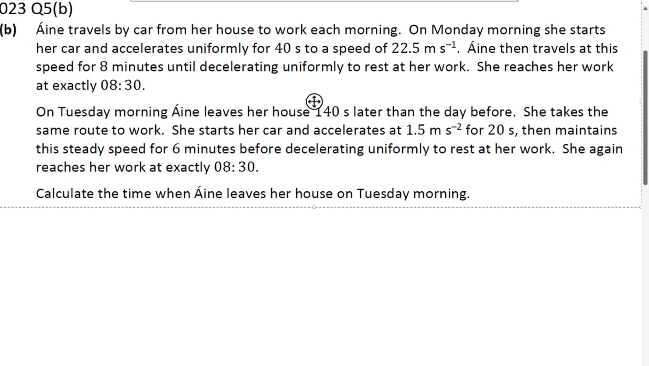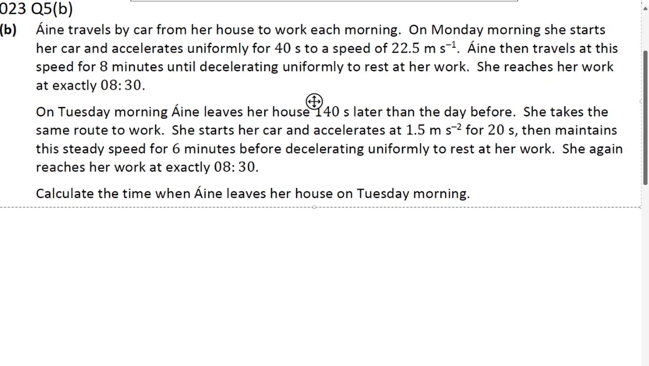So each morning, I presume the next time on Tuesday morning, it's the same distance because it's the same trip each time. She accelerates uniformly. That's part one of that trip. Then she travels at this speed, so that's your constant, at 8 minutes. But again, I think we've got to turn that into seconds. And then decelerating uniformly, and we don't know what that is. Now, some marking schemes will use F for your deceleration, some will use D, which isn't confusing at all. I'm going to use A1, A2, A3, because we have three regions: the acceleration, the constant, and then the deceleration phase in that trip.